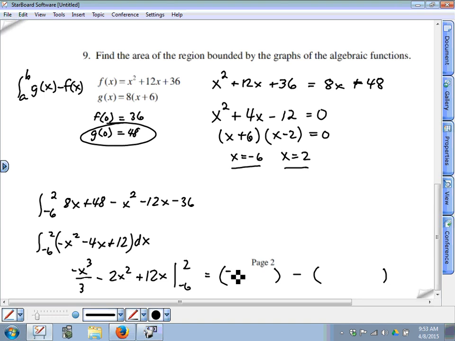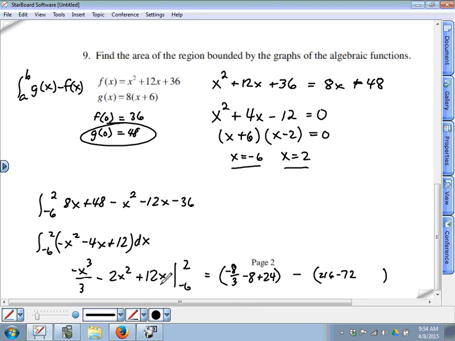So this is negative 8/3. And then 2 squared is 4, 4 times 2 is 8, and then plus 4. And then the antiderivative evaluated at the lower bound. Like a negative 6 and cubed, right? You get negative 216, and then it's already negative, so it becomes positive 216. And then negative 6 squared is 36, times negative 2, it's negative 72.